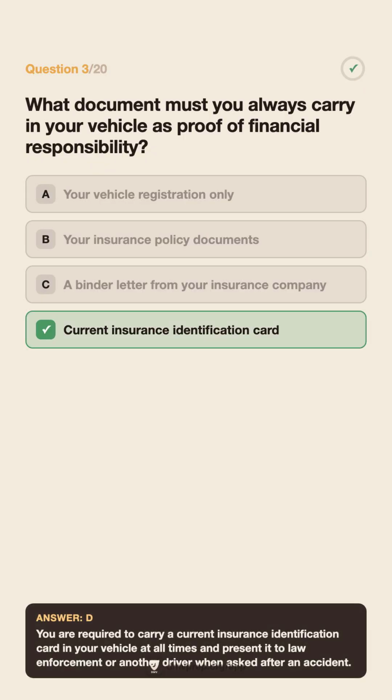The correct answer is D. You are required to carry a current insurance identification card in your vehicle at all times and present it to law enforcement or another driver when asked after an accident.